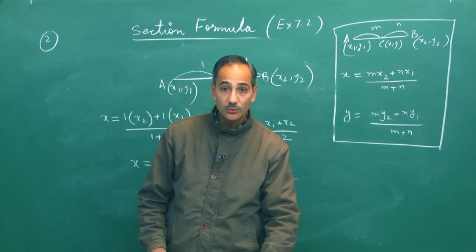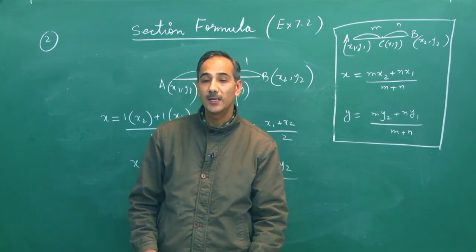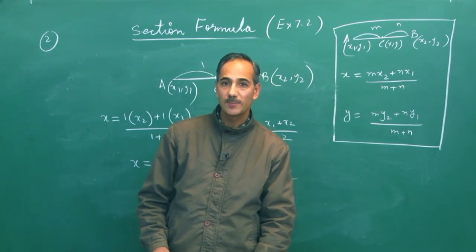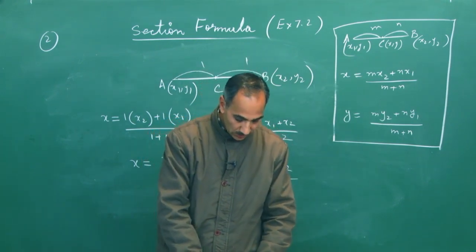Now question 9 you could do on the same lines, because you have to find points which divide a line segment into 4 equal parts. So that means there are 3 points. Now we proceed further.